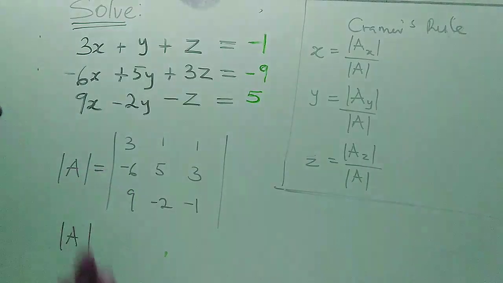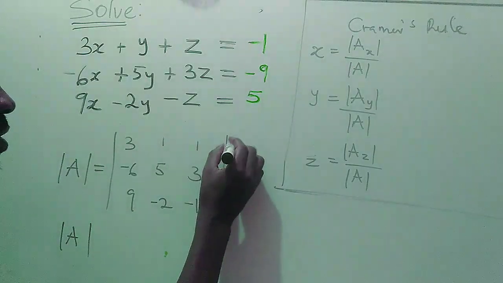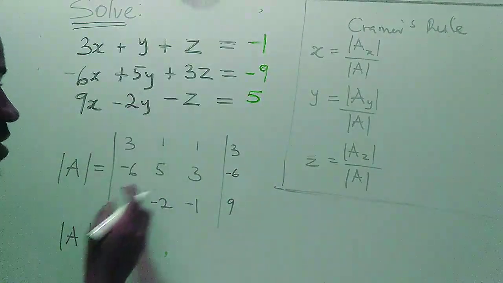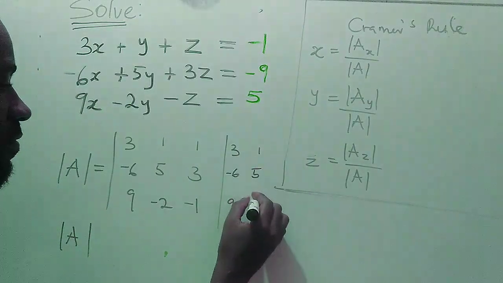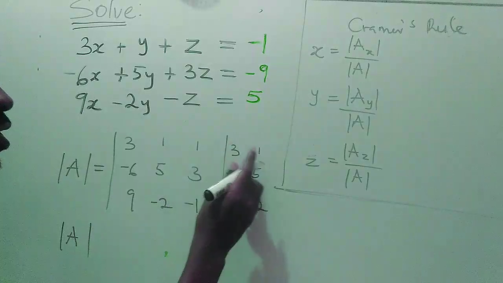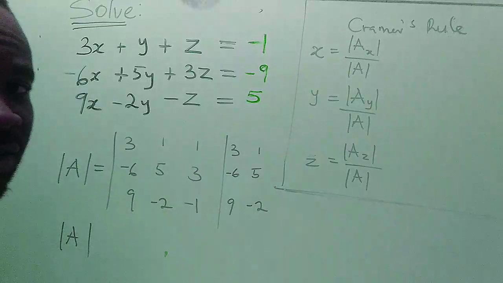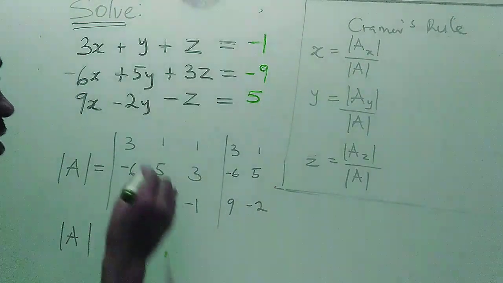Now let's apply the Sarrus rule to this. Can we recall the Sarrus rule? The Sarrus rule says that all we have to do is to add the first two columns. So I'm going to add this. I'm going to add 3, minus 6, 9. I've added this first. I'll add the second one now: 1, 5, and minus 2. So when you add them to these arrays of numbers, all you have to do next is to find their major diagonals. So this is the major diagonal.